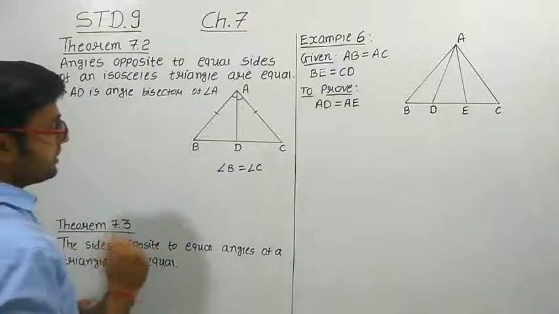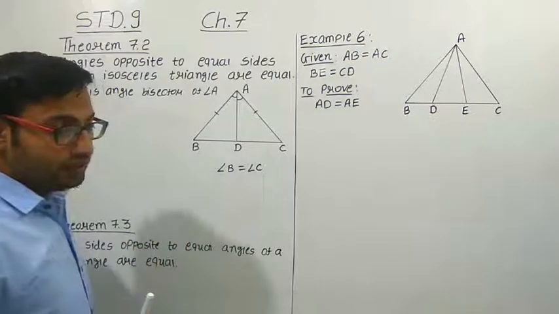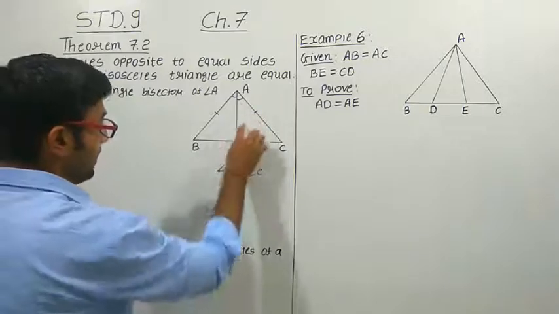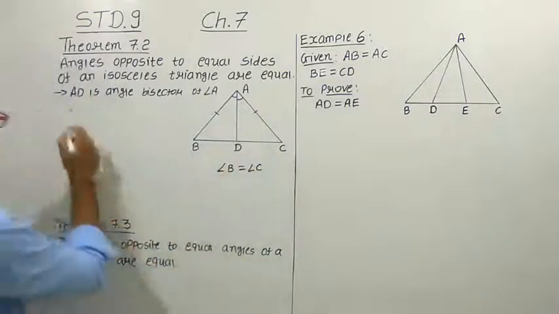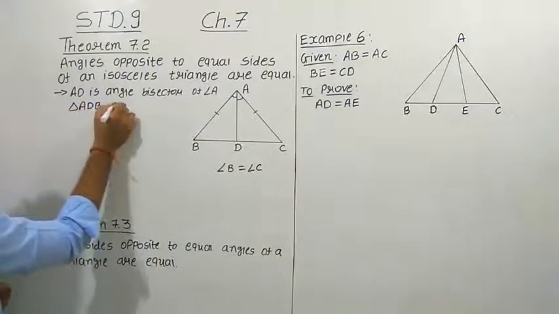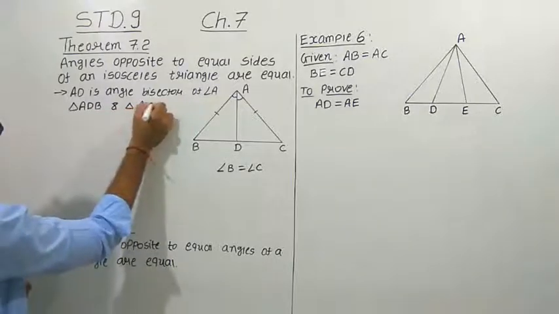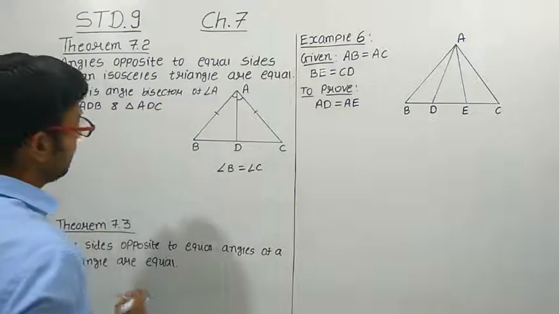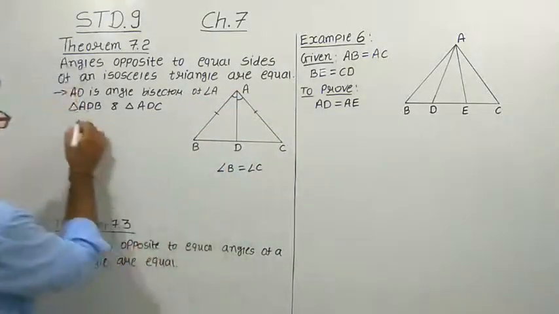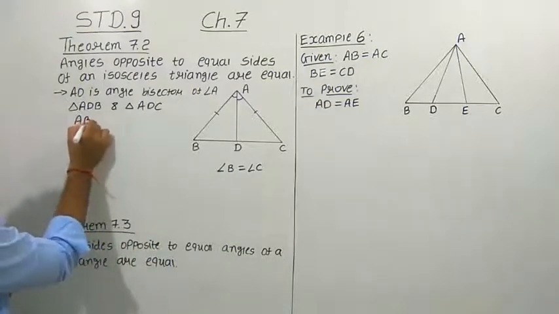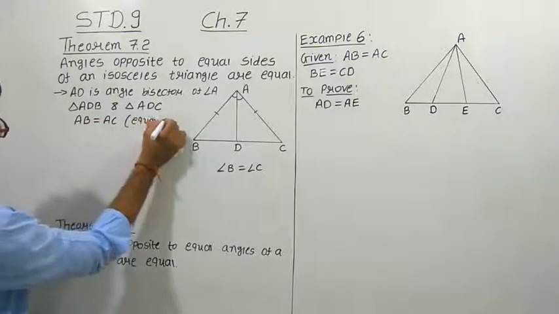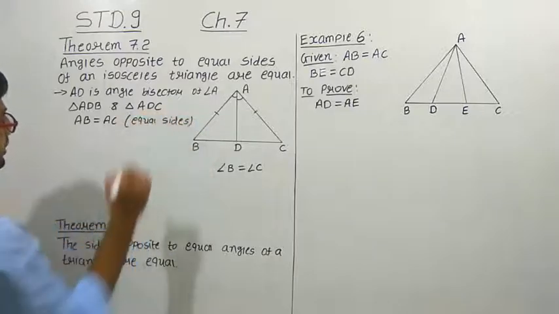Okay, now if we want to prove that B and C are equal, how can we prove this? Obviously using congruence of two triangles. So let us consider the two triangles ADB and ADC, right? Here we are given that sides AB and AC are equal because it is an isosceles triangle. So one condition we can write down: AB is equal to AC. What is the reason? Equal sides.